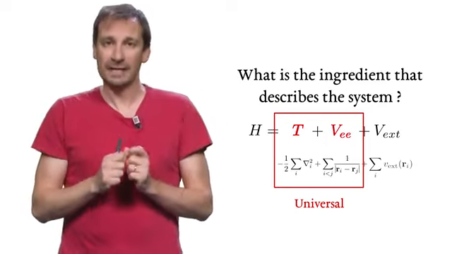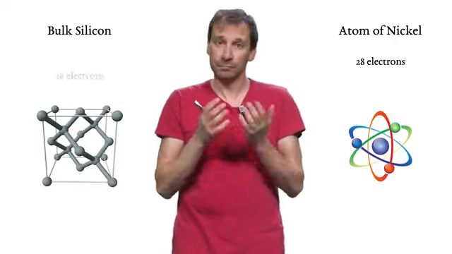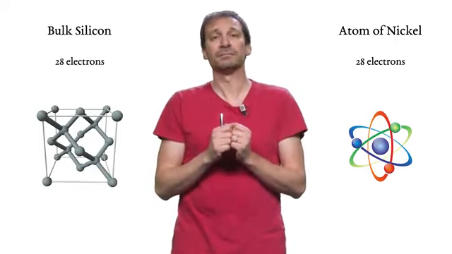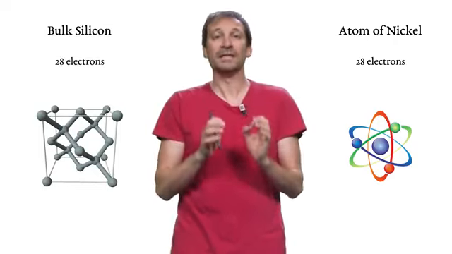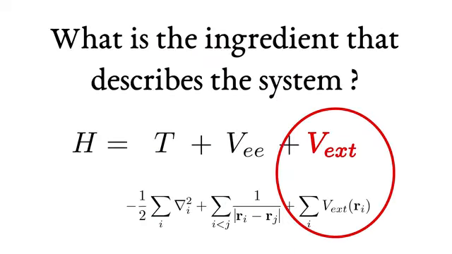Just to give you an example, we can consider an atom of nickel. It contains 28 electrons. And bulk silicon, again, 28 electrons in the unit cell. They are clearly two completely different systems. And the difference lies in the position and the strength of the nuclei potential, here taken care of by the external potential. So the external potential is the quantity, the ingredient that defines a system.